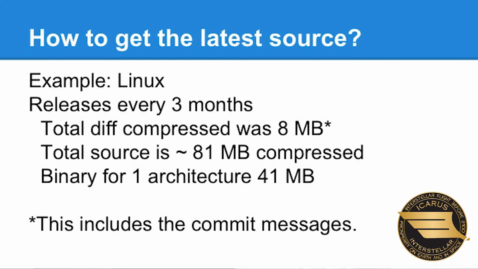If you were to send the full source code every time or every couple years, it would be about 81 megabytes compressed. And if you were to not send source code, you would intend to send an executable, for just one architecture, it would be about 41 megabytes. Just one note for the compressed differences between the last release, that includes the commit messages, which is basically context around what has changed in the software.